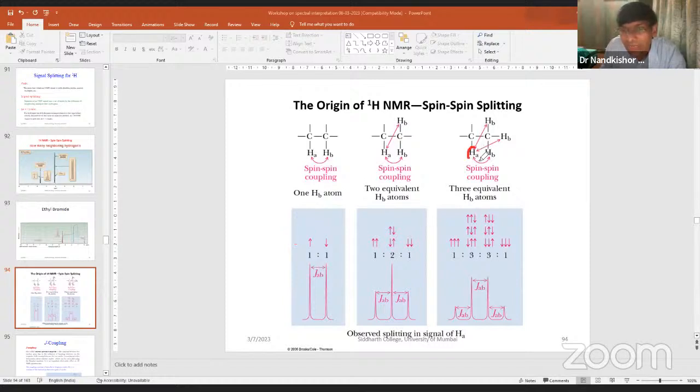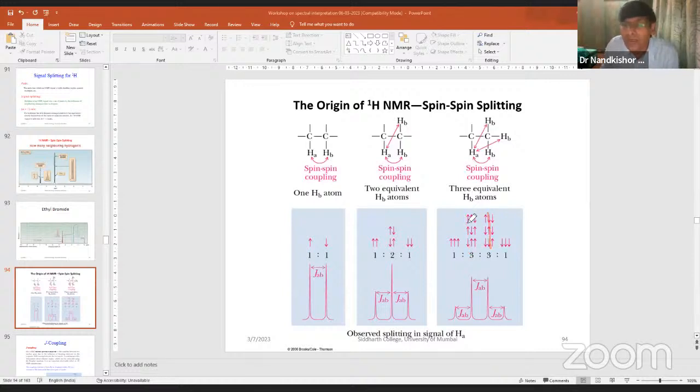Now, we're talking about only HA. Now this HA is nearby three nuclei. So the three nuclei spins will be: all three clockwise, all three anti-clockwise, and there are mixed combinations, and those mixed combinations occur three times like this and three times like this.